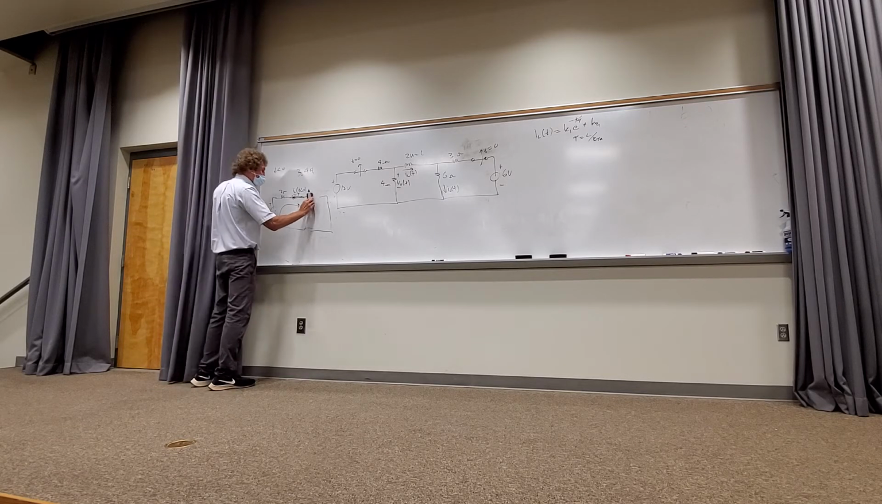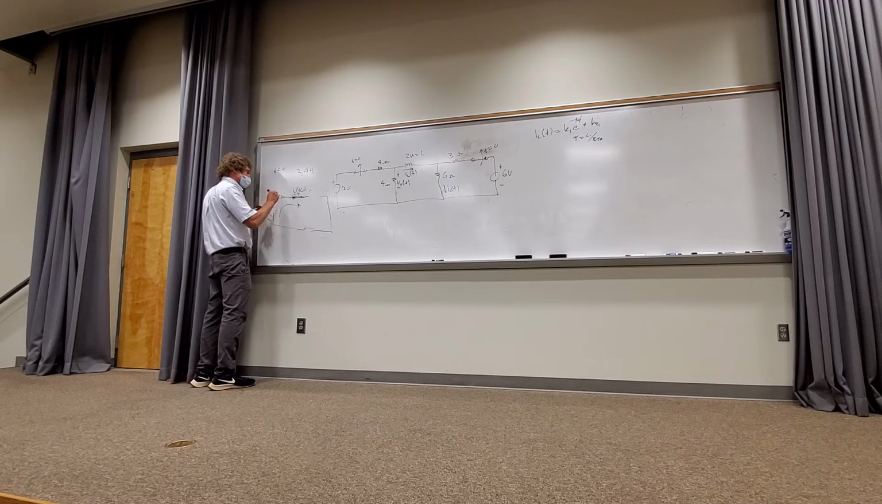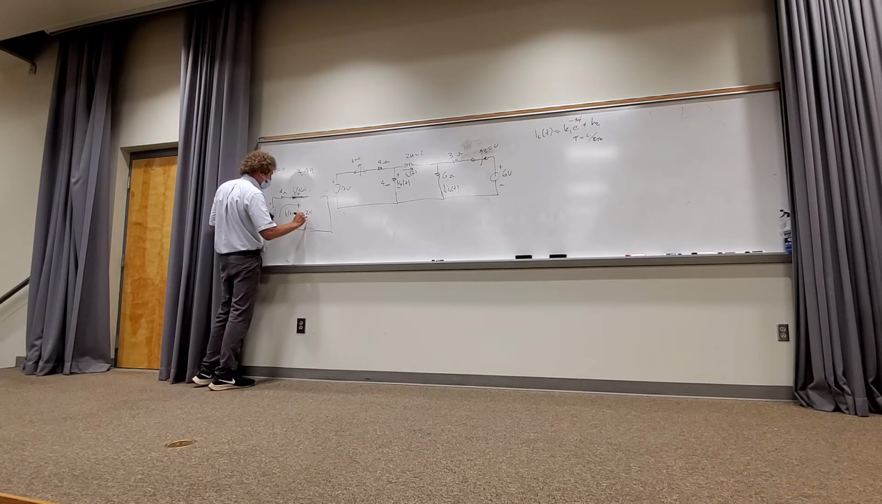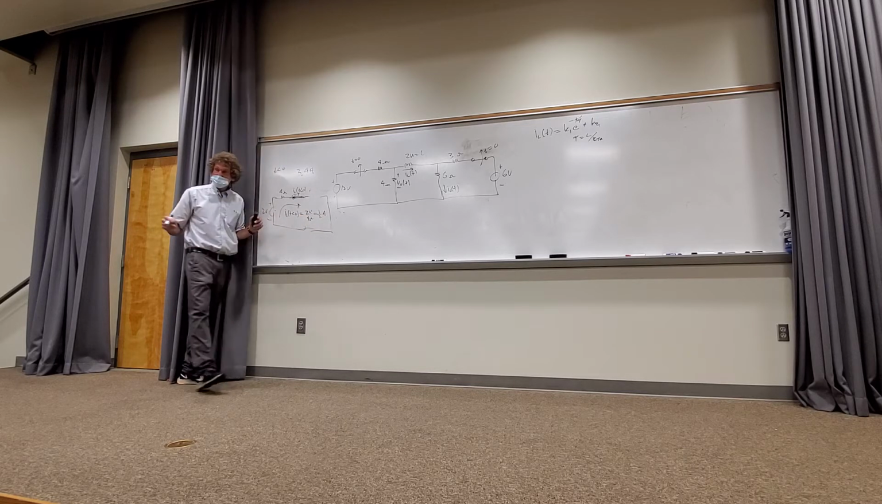I can make it one 4 ohm resistor, and therefore this current I here through the inductor for t less than 0 would be 2 volts over 4 ohms, or 1/2 of an amp, correct?